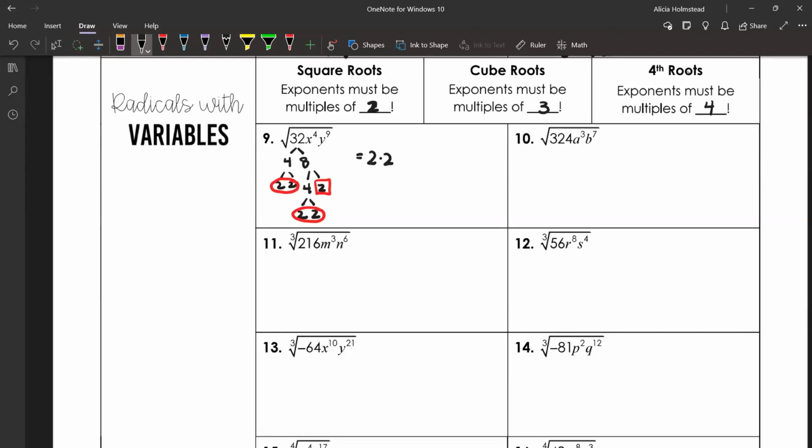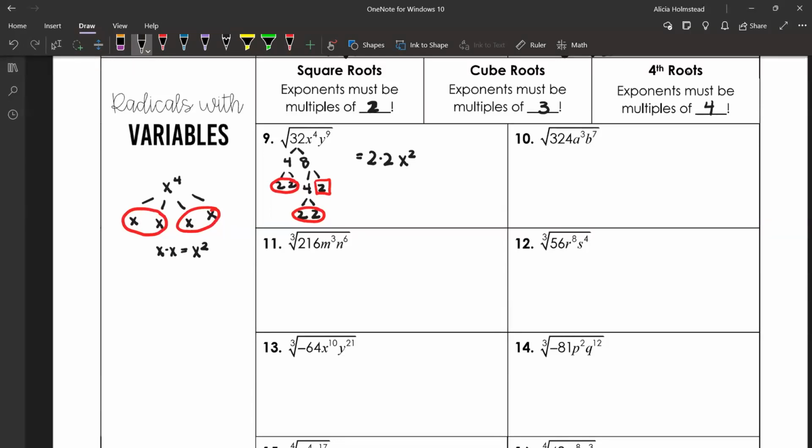And then looking at the variables, well, that x to the 4th, there's kind of 2 ways that you can think about this. The first way is, how many x's do I have? Well, I have 4 of them, and we're looking for groups of 2 things. So how many groups of 2 do I have in 4? Well, there's 2 groups, so that means I can pull out 2 x's, which will be x squared. Another way to think about this is if we look at a factor tree like we've been dealing with, we can break that down into 4 different x's, and then we're looking for groups of 2 things. Well, we have 2 groups, so that would mean that we're going to pull out an x times an x, which is just x squared.